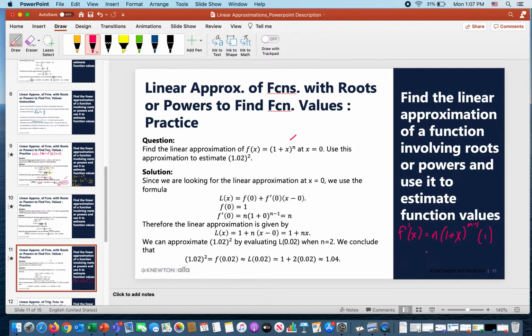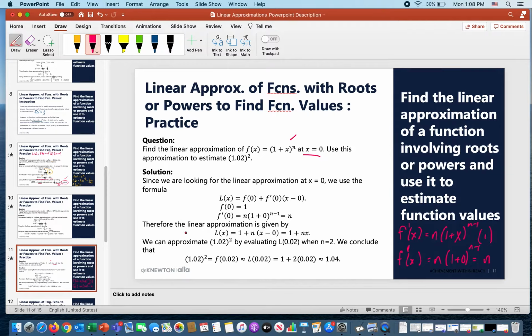Now, we want to find the linearization at x equals 0. And that makes this problem a lot simpler for us, because if I have f prime of x equal n times 1 plus 0 to the n minus 1, well, this is just 1 to the n minus 1. And we know that 1 to a power is going to be 1. And then our linear approximation is just n. Our derivative here, f prime, is just n.